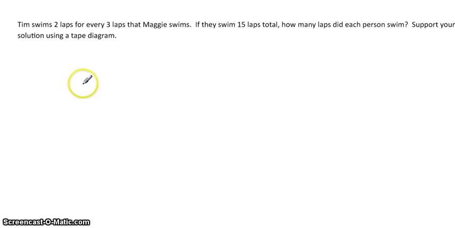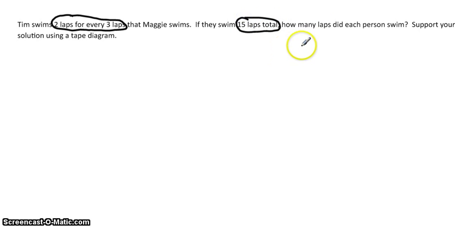Tim swims 2 laps for every 3 laps that Maggie swims. If they swim 15 laps total, how many laps did each person swim? And this time we're supporting our solution with a tape diagram. So again, that was my first read. My second read is I'm going to find my starting ratio. 2 laps for every 3 laps. Here's my comparison of 2 numbers within a sentence. And we know that they swam 15 laps total, and I'm going to circle total because that's important. And how many laps did each person swim?